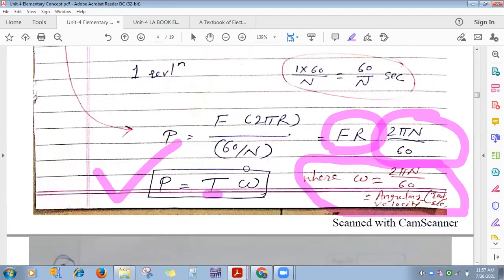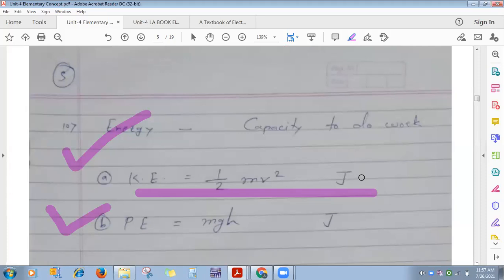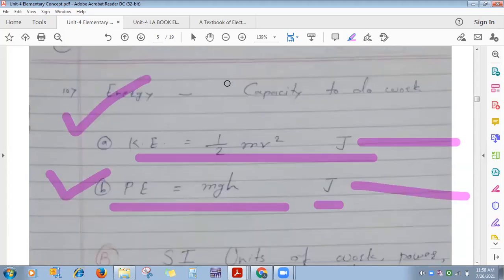Okay, this one also has a formula you can use for power. This is all about the mechanical system: kinetic energy and potential energy. The kinetic energy formula is half mv square, unit is joule. We define kinetic energy as the energy possessed by a body because of its motion. And the potential energy formula is mgh, unit is joule. It is the energy possessed by a body because of its position. Like this we define kinetic energy and potential energy. So this is all about the mechanical system.